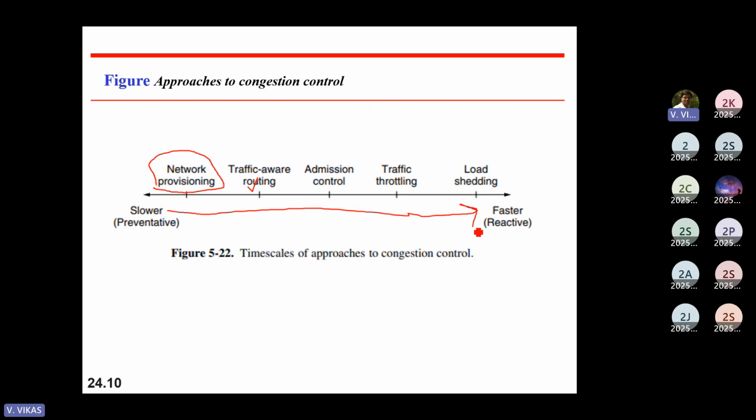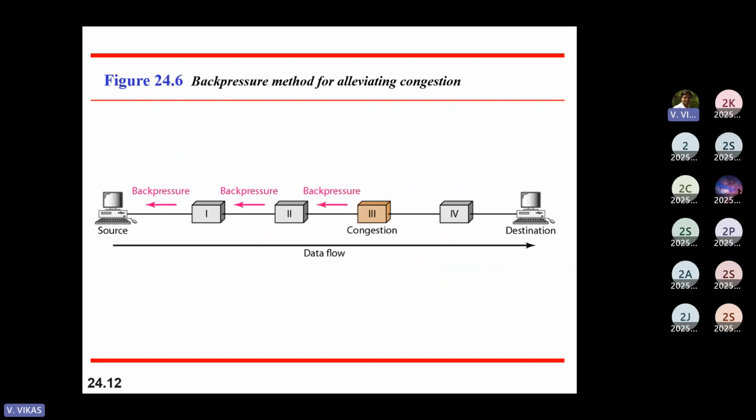Traffic throttling, you can say we are having something like back pressure, or we are trying to send some signaling information. Load shedding means discard immediately. We are trying to reduce the load at the same point itself. So as I move from this side to the other side, the speed with which we control the congestion is going to increase. So these are some of the approaches we have.